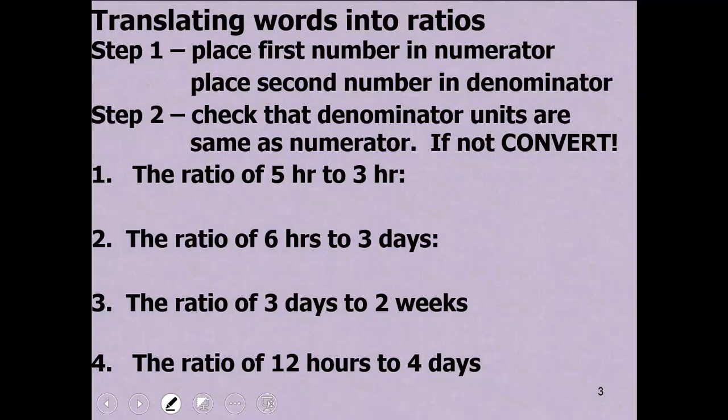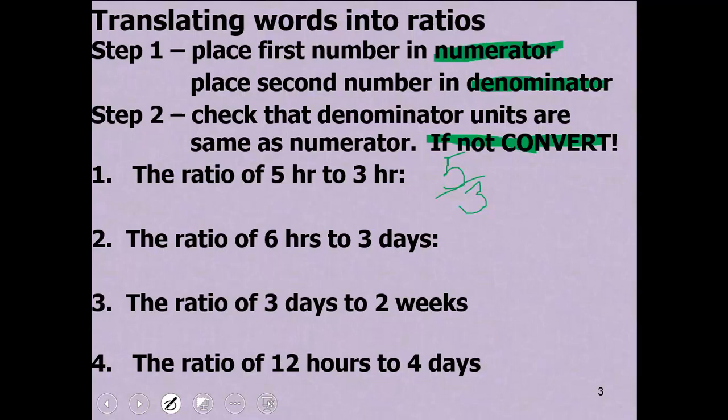All right, translating words into ratios. First thing you do, place the first number in the numerator. Place the second number in the denominator. Check that the units are exactly the same. If not, convert the denominator. The ratio of 5 hours to 3 hours is going to be 5 over 3. Do we have hours over hours? Yes, we do. So we don't have to convert anything.